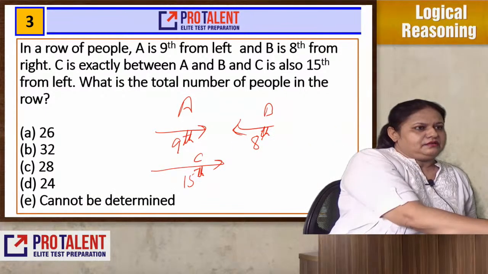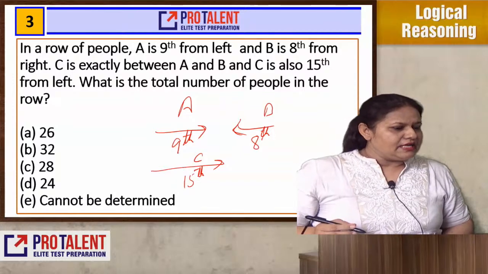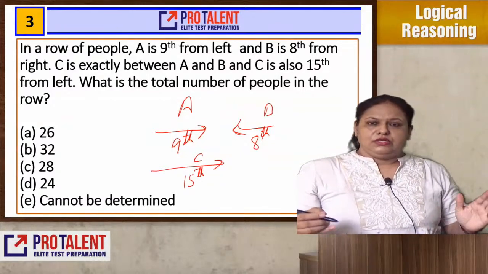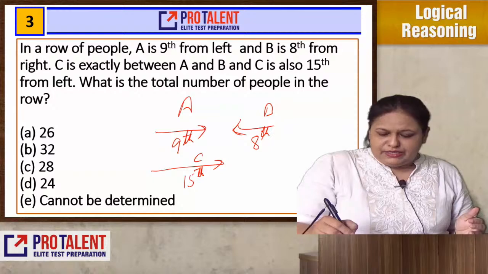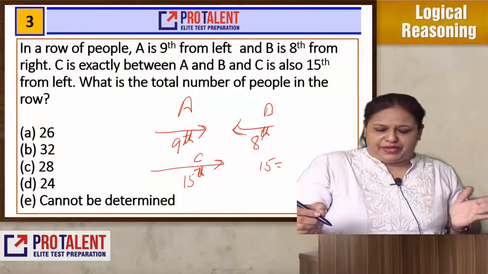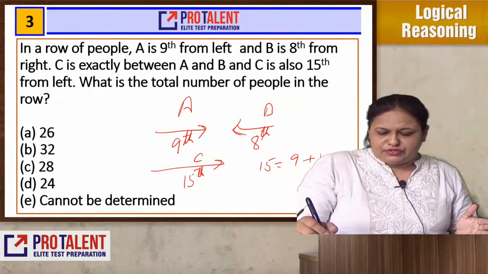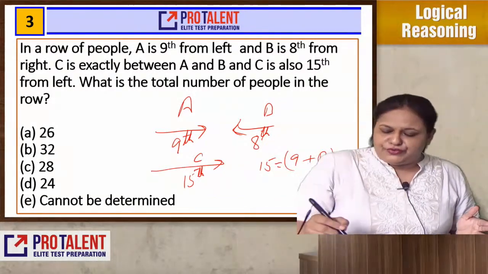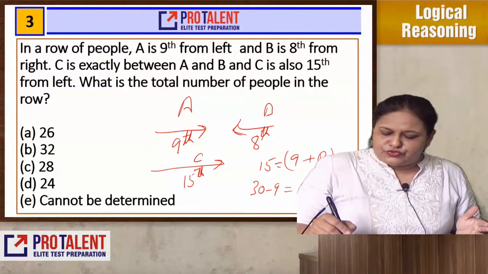Now is it fine? Any problem? Yes, the answer is 28. Fine. So, how to go about it? We know that the position of C is 15, which is nothing but it is midway, right? So, it is going to be 9 plus the position of B, and because it is in the midway, divide by 2. So, what I am going to get is 30 minus 9, that is 21.